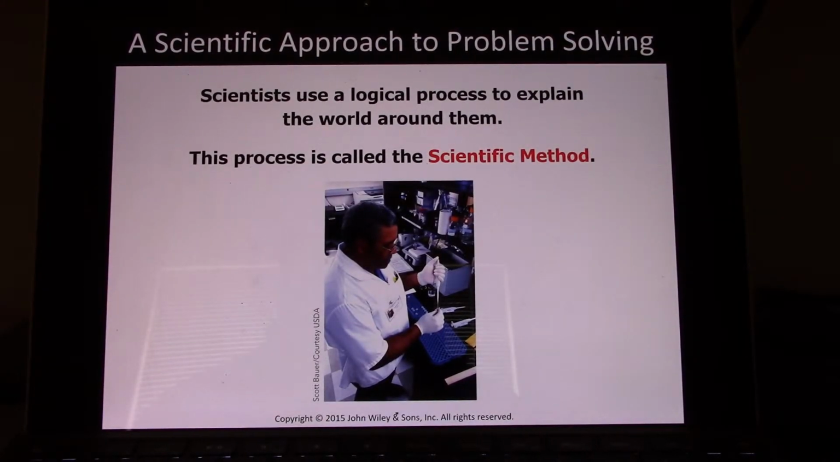A major important part of science is learning the scientific method, and this is an organized way to approach problems so that you can take a complex, gigantic problem, break it down into bite-sized chunks which are manageable, and then work through them. And this is one of the main reasons that scientists are hired in all sorts of industries.